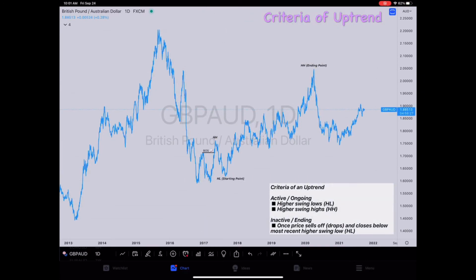All right, family. Now that we've already covered downtrends, let's move on to uptrends. The criteria for an active or ongoing uptrend is as follows. You want to see the market make a series of higher swing lows, or higher lows, and also a series of higher swing highs, higher highs. To know when the uptrend is ending or has come to an end, you want to be very cognizant and wait for the market to sell off and close below the most recent higher swing low, or higher low. And I'll show you guys that as well.